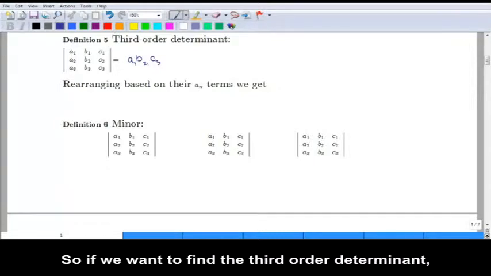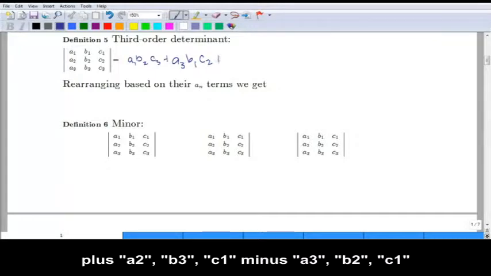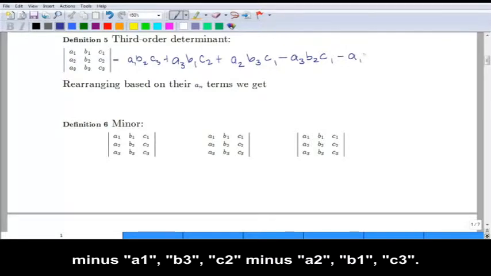So if we want to find the third order determinant, the first thing we have is A1, B2, C3 plus A3, B1, C2 plus A2, B3, C1 minus A3, B2, C1 minus A1, B3, C2 minus A2, B1, C3.